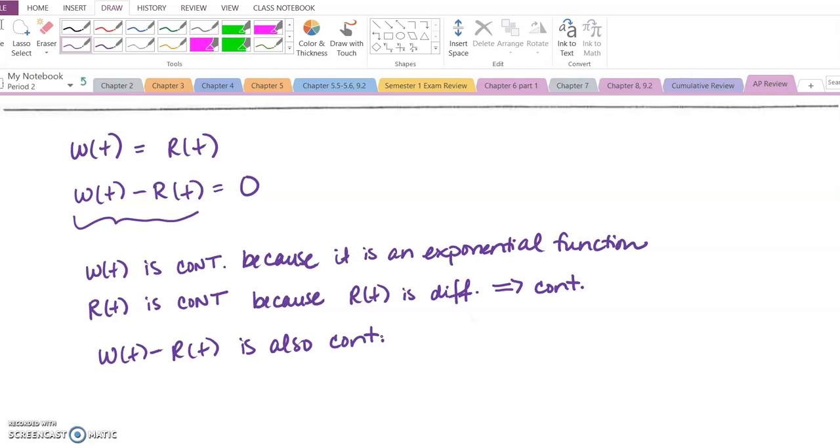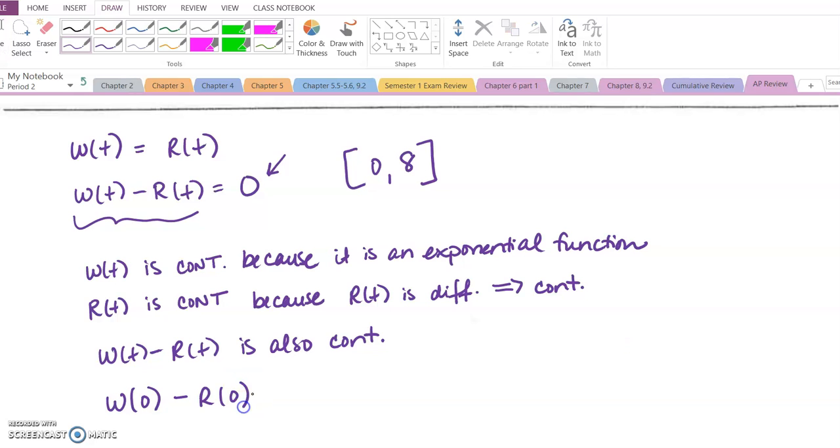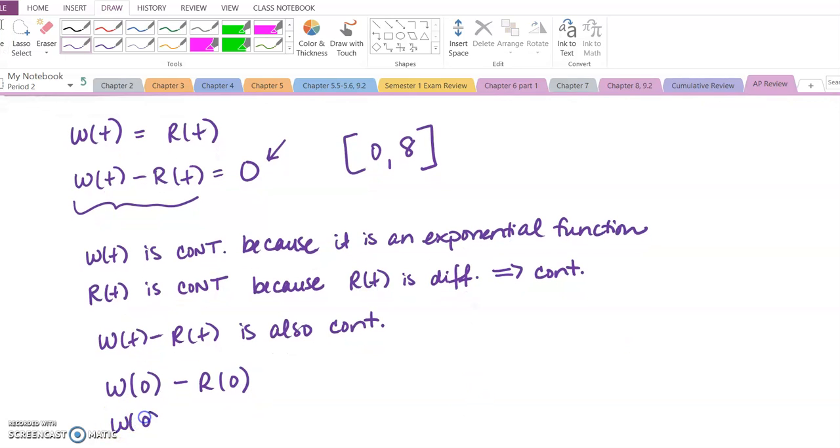And now we can figure out when we would have a 0, and that comes from the intermediate value theorem. So if we look at the endpoints, where they're considering this on 0 to 8, we have to look at this value, and we also have to look at this value here. All right, so I'm going to take a second and plug in the values to come up with these numbers, and I'll be right back.